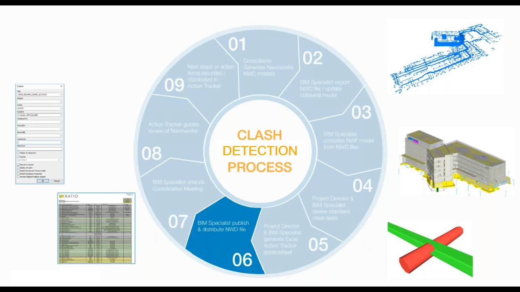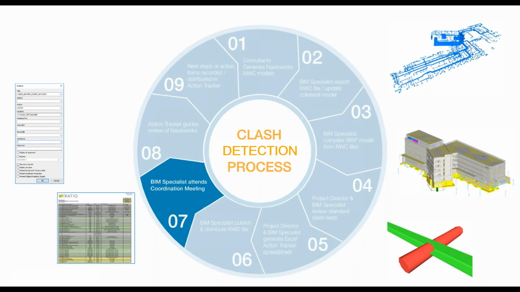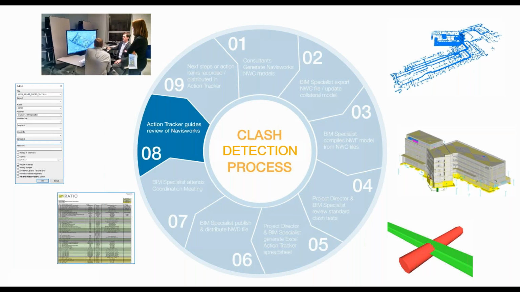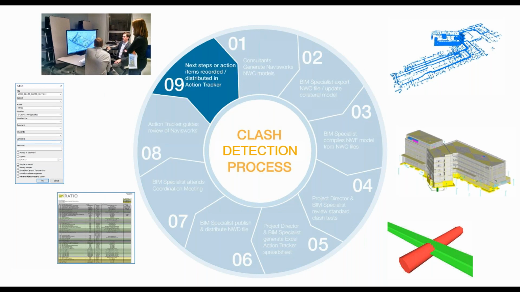The BIM specialist then publishes and distributes an NWD file to each of the consultants and the people involved with these clashes, so that they can review it with all the comments and markups. The BIM specialist then attends the coordination meeting, and he has on hand his action tracker, his Excel spreadsheet, or even a clash report from Navisworks himself, and then you can go through the information and check what has been resolved. Take a look at the next steps and at what items have been resolved so they can cross them off the list.